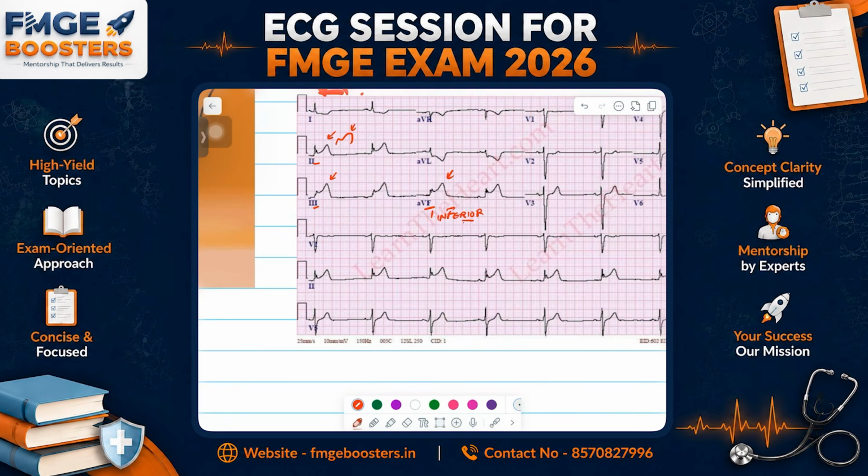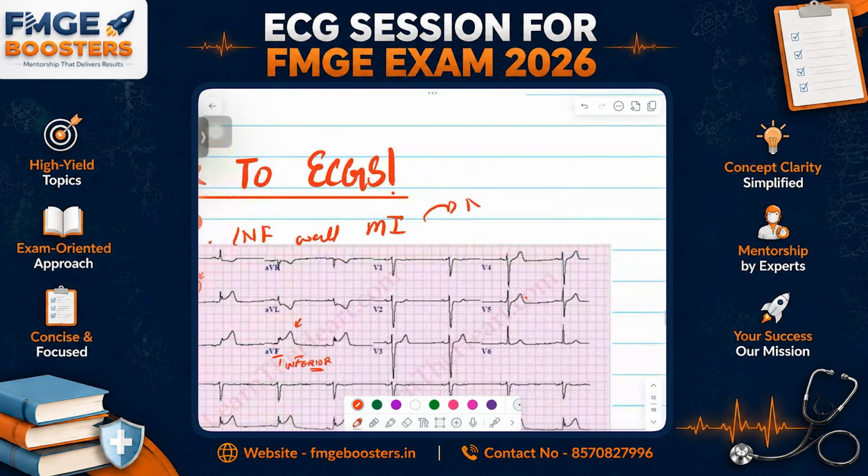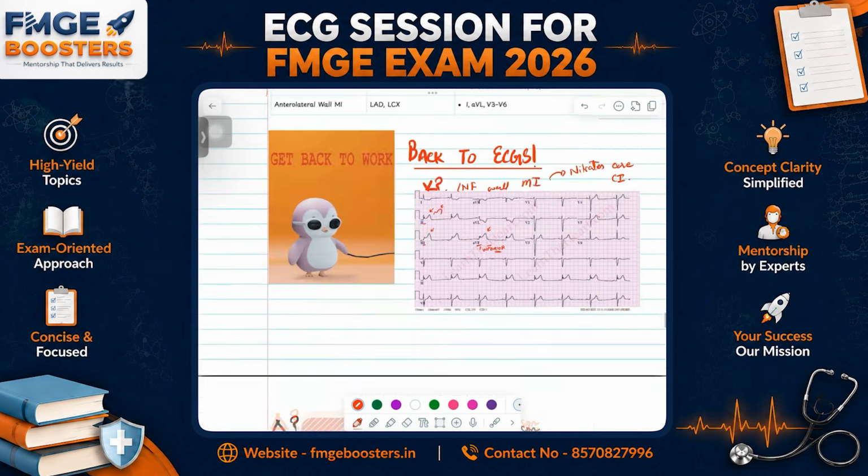So what is the diagnosis here? It is inferior wall myocardial infarction. And remember, guys, nitrates are contraindicated here. Okay, we will not use nitrates in the case of inferior wall myocardial infarction. Okay, is it clear, guys?